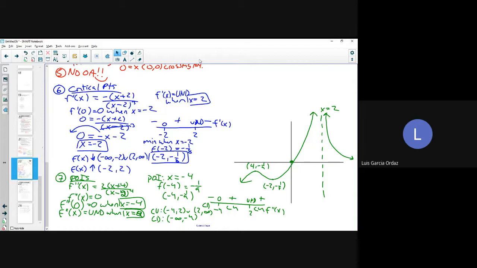Everyone following? No tears yet, no crying. Feels like this is a pretty stress-free unit as you guys are channeling your inner art skills in the form of graphing some functions. Perfect. No complaints today. Beautiful.